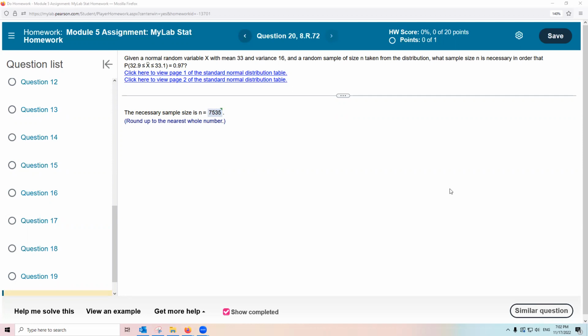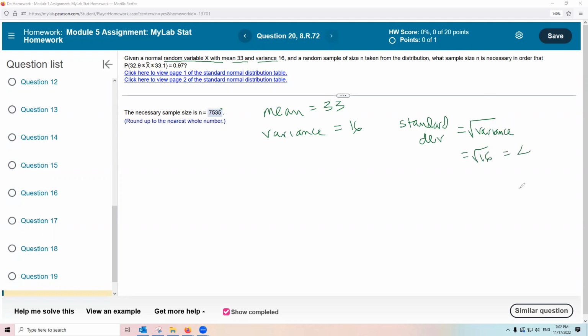This is question number 20, and they're asking us, you have a normal random variable, mean 33, variance 16. Let's write that down: mean 33, variance 16. Now, if they give us the variance of 16, we can also calculate the standard deviation. Standard deviation is the square root of the variance. So in our case, this is going to be the square root of 16, or 4.